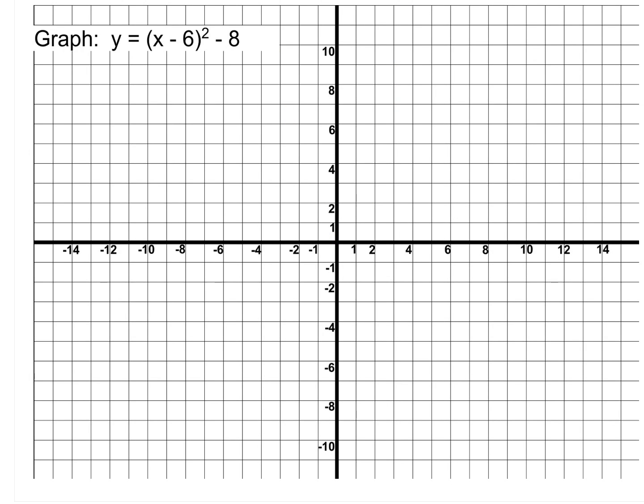Having graphed y equals x squared, you now actually already have all the tools to be able to graph this: y equals (x minus 6) squared minus 8. Because our graph here of x squared operates the same as the absolute value of x. The minus 6 is going to do the same thing it did with absolute value. The minus 8 is going to do the same thing it did with absolute value.